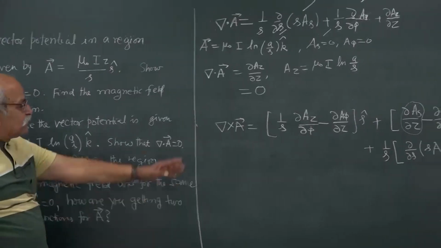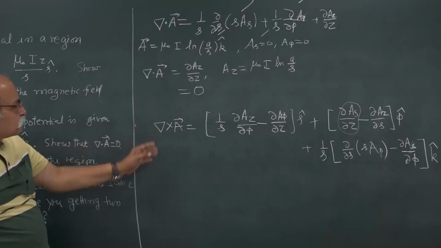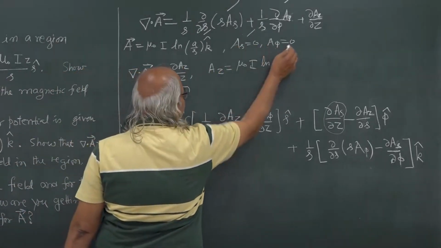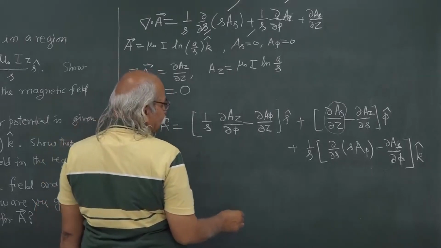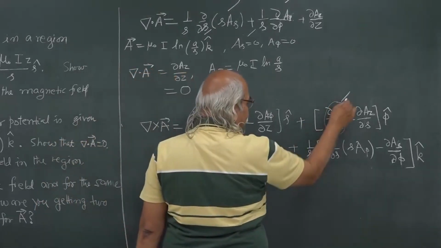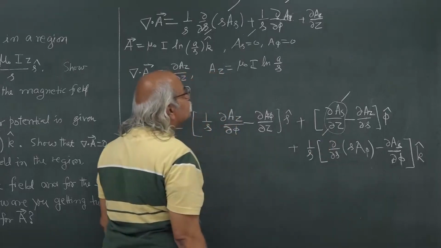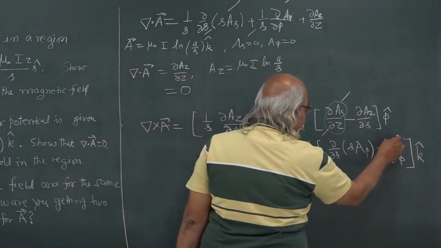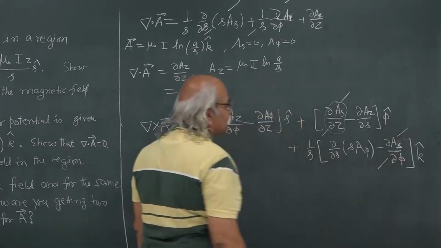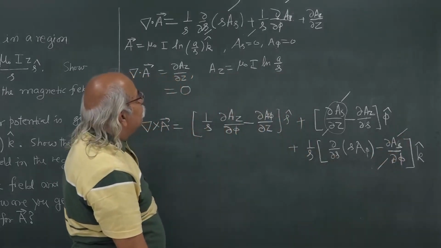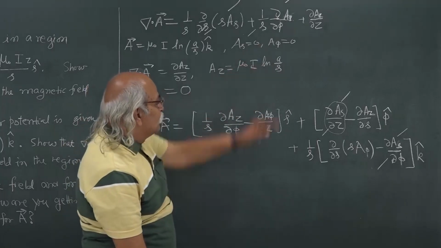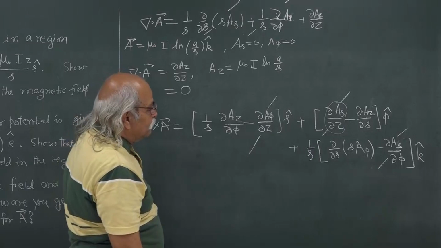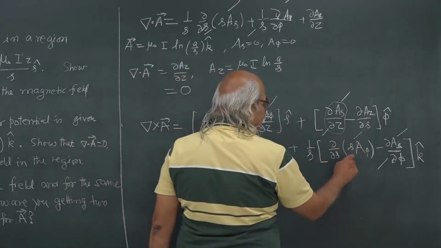So, the magnetic field will be given by the curl of A. Now A_S is 0 and A_phi is 0. So this part is 0, this part is 0, and since A_S is 0, this part is 0. A_phi is 0, so this term is gone. So, what is left?